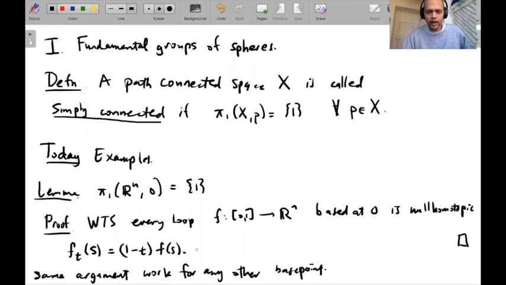So here one could say that this homotopy is interpolating between the constant map at 0 and f. And if you pick some other point instead of 0, you just put that point here.